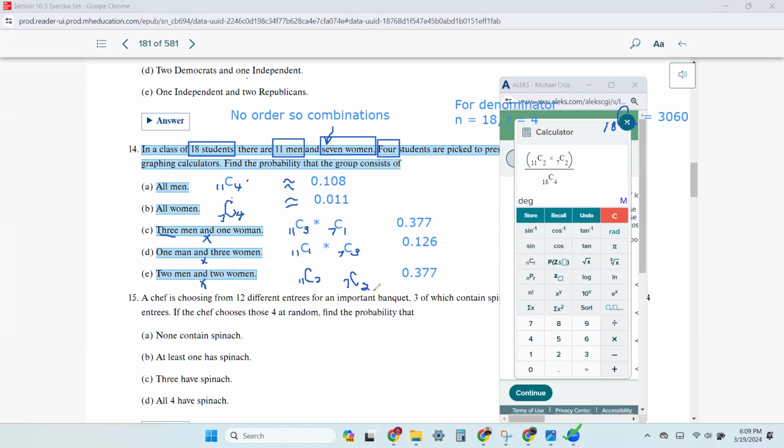All right, the 2 and the 2 need to add up to the 4. See, that's our R for the numerator. That was over here. And then the 11 and the 7 add up to the 18.